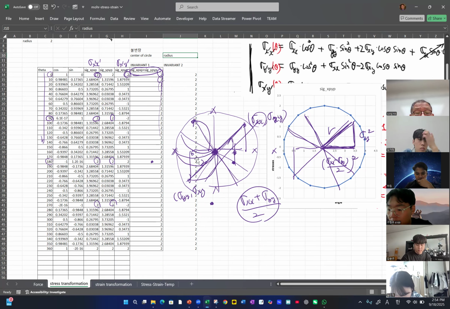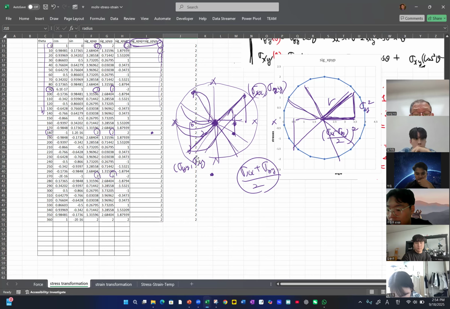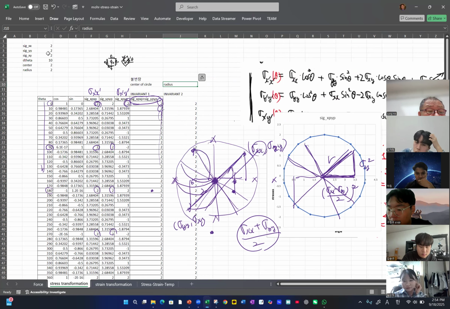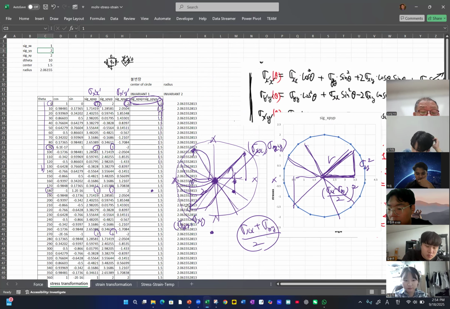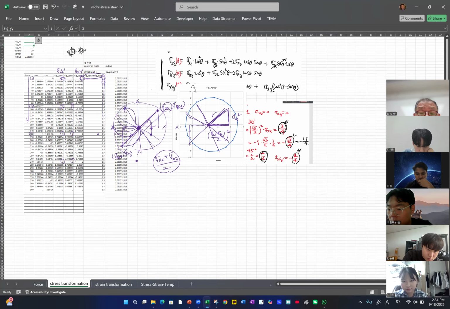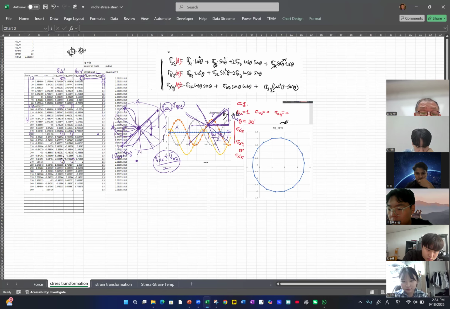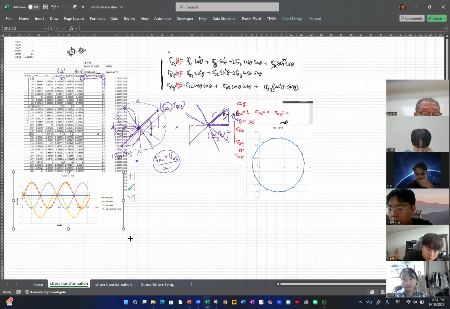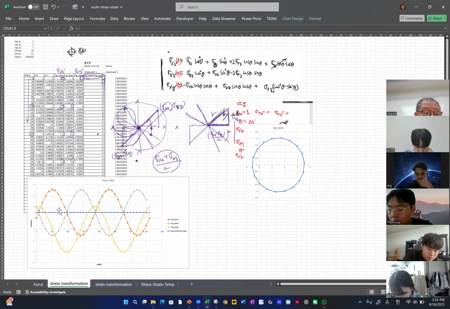The good thing with this Excel is that you can give it any value you like. As you can see, the invariants and the angle variation can be calculated automatically. Let's get back to this plot. This is a real variation.